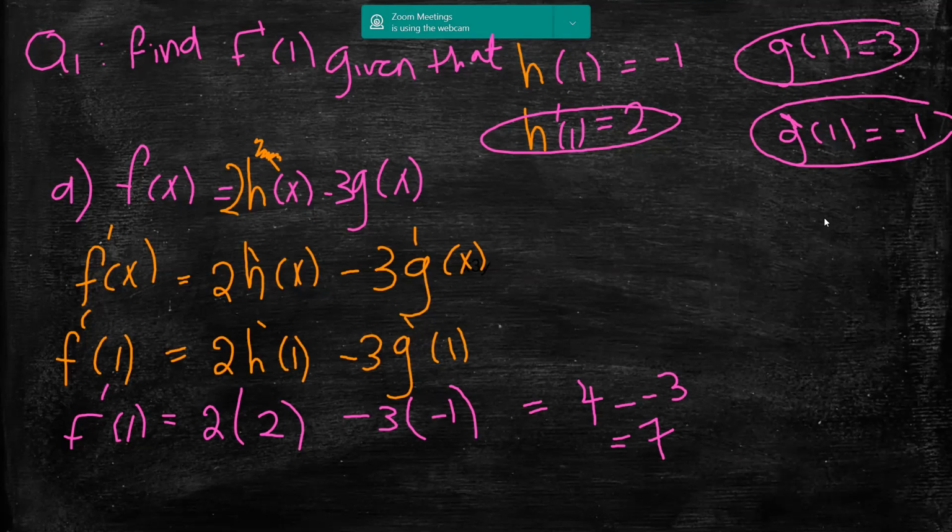So it is 2 times h prime of 1, it is 2. So I will say 4 minus 3 times g prime of 1. G prime of 1 is -1. So I will say -3 times -1, which is +3. So 4 plus 3 equals 7. Is it clear? Okay, thank you. Yes, teacher. So this is for A.